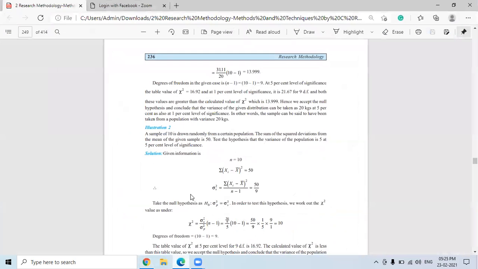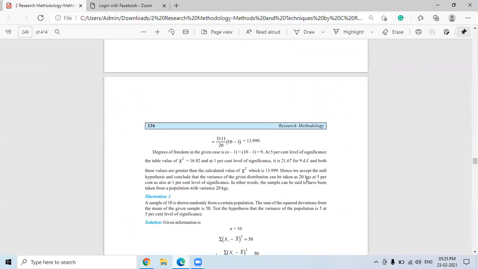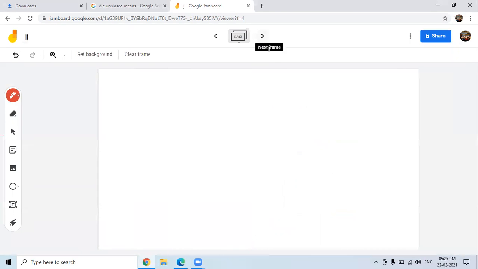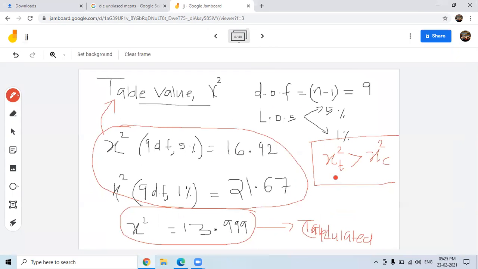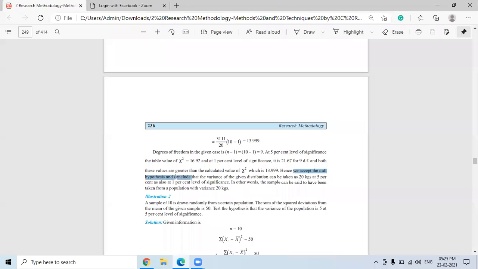Hence we accept the null hypothesis. The condition is that if the chi-square table value is greater than the chi-square calculated value, then you have to accept the null hypothesis. So we accept the null hypothesis and conclude that the variance of the given distribution can be taken as 20 kilograms at 5%, and also at 1% level of significance.